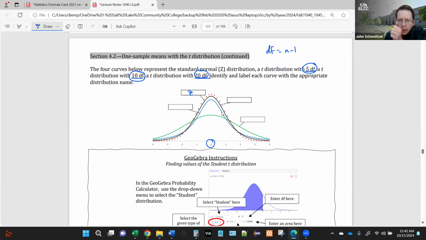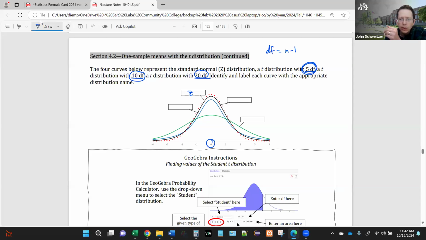Well, the green will be the furthest away from the normal distribution. When you only have 5 degrees of freedom, which is sample size 6, you don't have a super accurate estimate for sigma. So it creates more variation in the tail. It's much thicker over here than the dotted line, right? If you see the dotted line out here on the right, the green line is well above that dotted line, and that's because it's a small sample t-distribution.